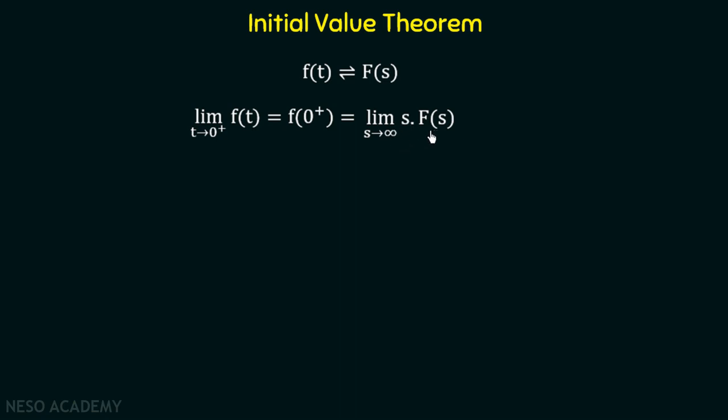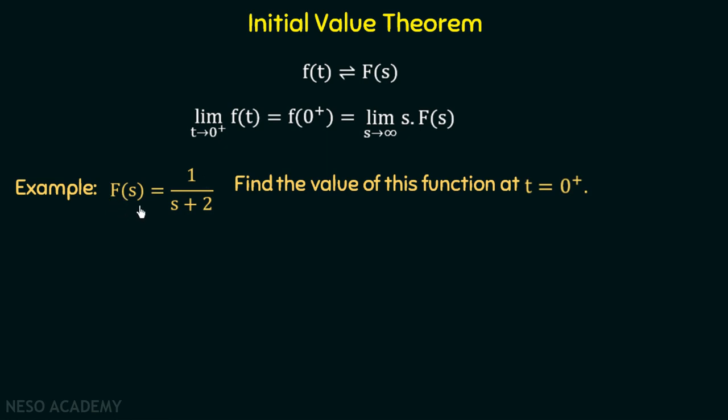Time and frequency are reciprocal of each other. That's why in the time domain when t is tending to 0, in the s domain s is tending to infinity. So both of these are the initial value of the same function. One is in the time domain and the other one is in the frequency domain. So this is the initial value theorem, and now we will understand this theorem with the help of an example. Suppose f of s equal to 1 over s plus 2.